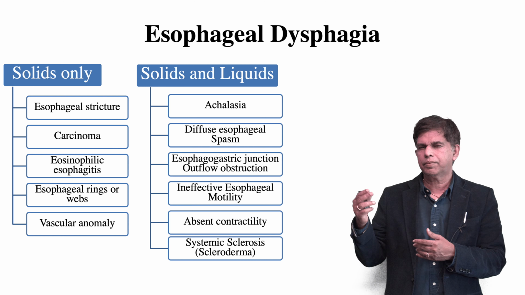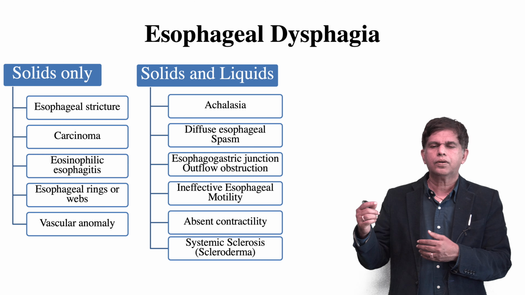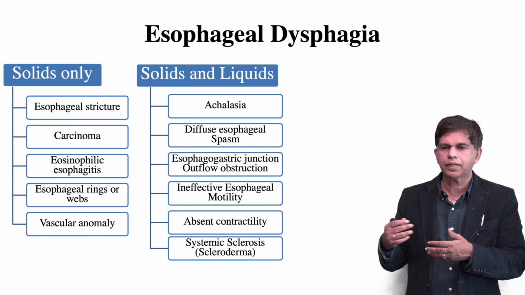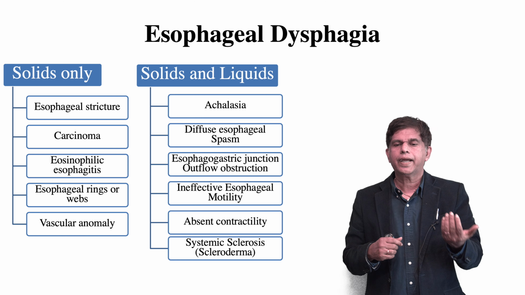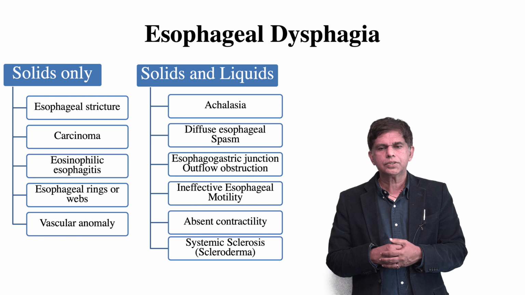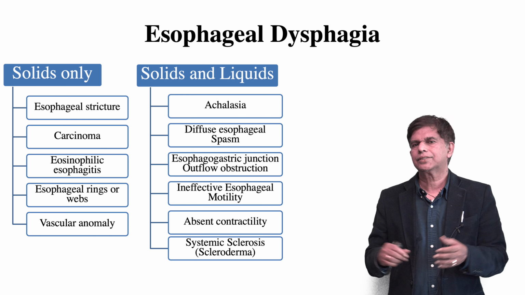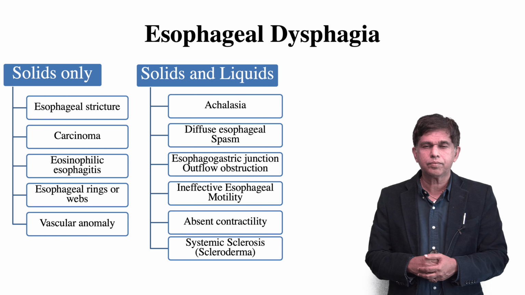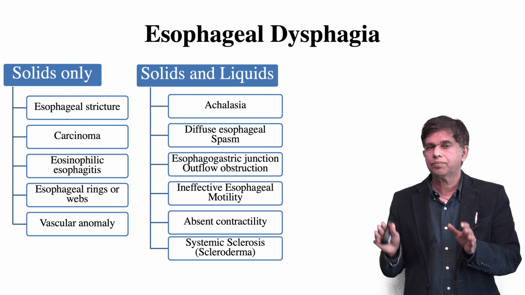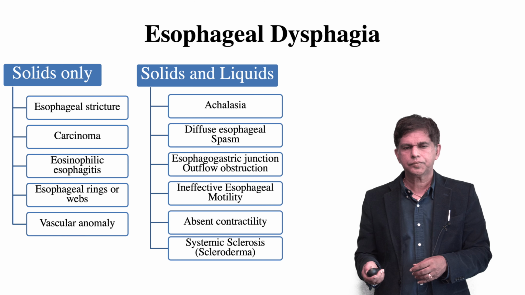In achalasia, remember the bird-beak appearance on the barium swallow. Diffuse esophageal spasm, nutcracker esophagus, and esophagogastric junction outflow obstruction. We've got ineffective esophageal motility, absent contractility, and systemic sclerosis or scleroderma, where almost 90% of the people have some kind of dysphagia problem, okay?